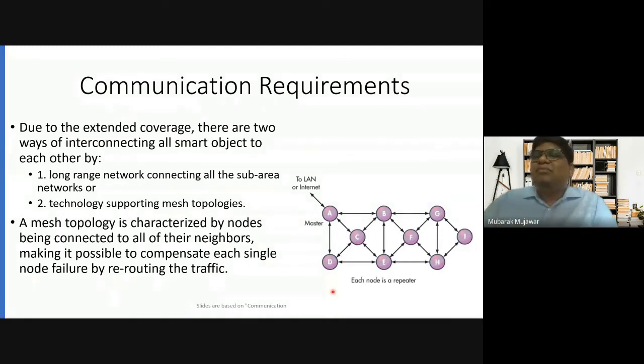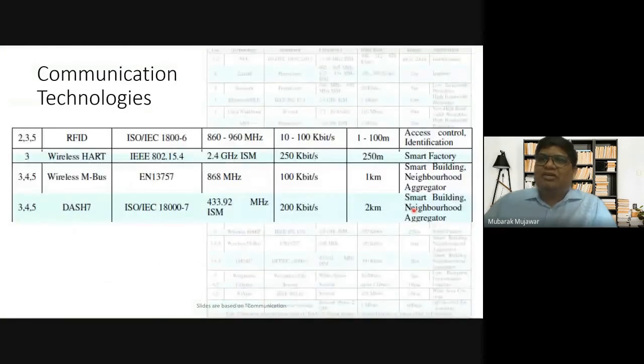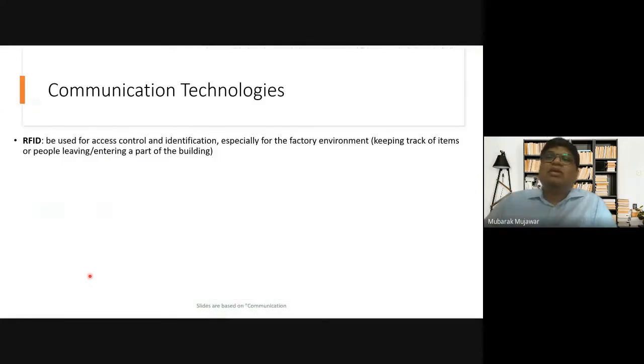So whatever communication technologies we are supporting or recommending should have this mesh topology. And for that, we are now recommending three different technologies along with RFID. RFID will be used for access control. And then we can use Wireless HART, Wireless M-Bus, and Dash7.